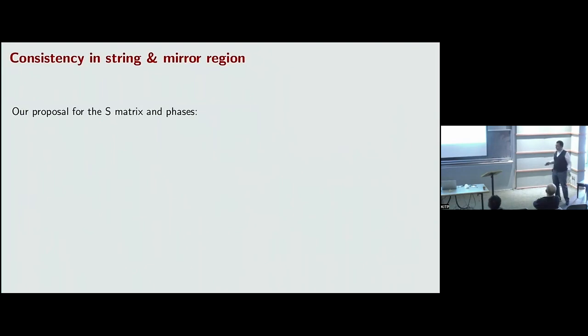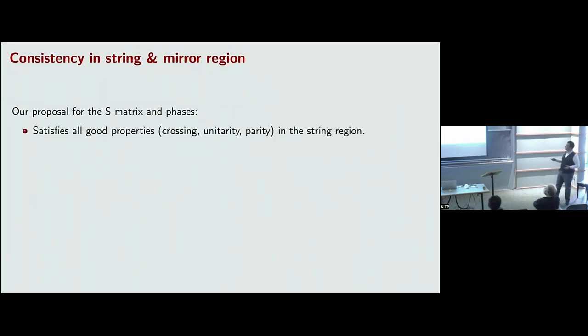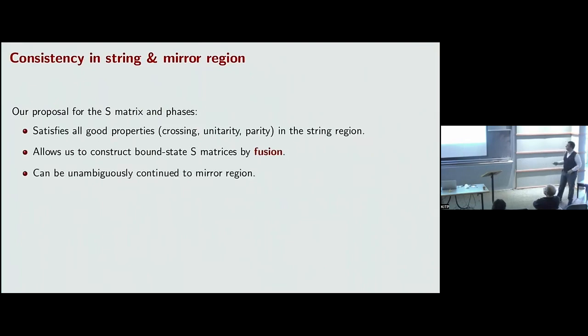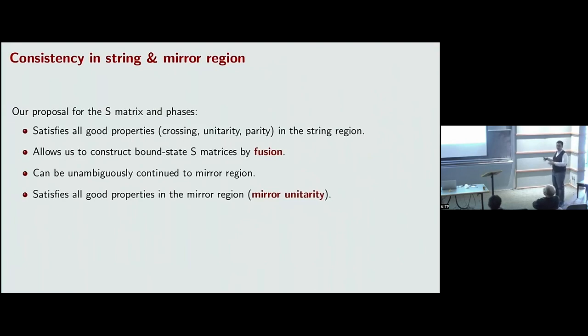So with all this, you have a proposal for the S matrix and phases. It satisfies crossing and unitarity and parity in the string region. So it's nice. You can use it to construct the bound state S matrix: mass 2, mass 3, mass m minus 2, m minus 3, and so on. You can analytically continue this to the mirror region in an unambiguous way. And once you do that, it's still unitary, which is absolutely non-trivial because the notion of being real has changed. And actually the reality condition will mix bits and pieces, the BES part and the sine-Gordon part, they will mix in the mirror theory when you take the complex conjugate. And also you can do the fusion for the bound states of the mirror theory and that also works. So all is nice and consistent.